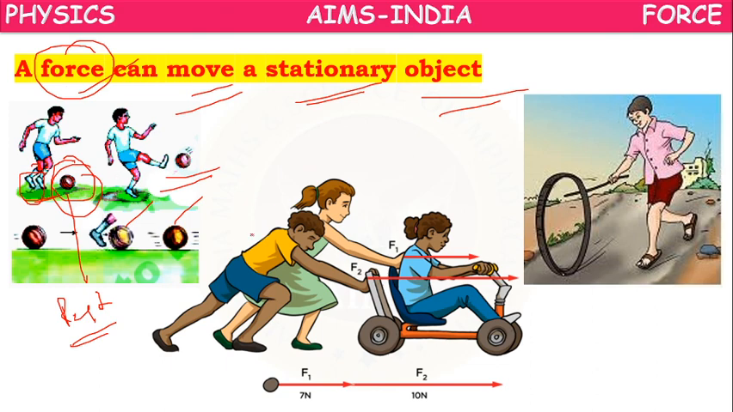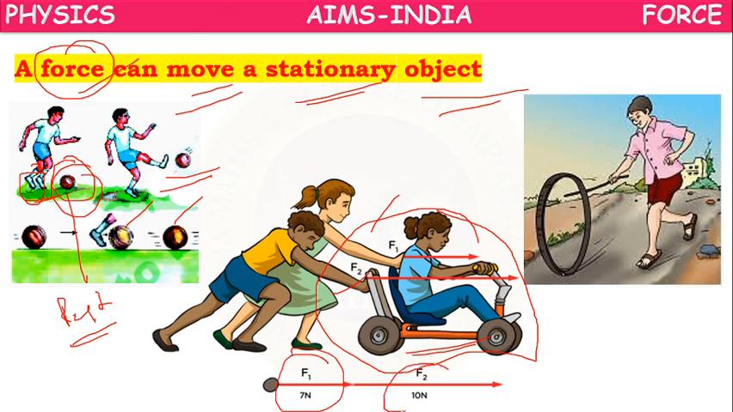Here two persons are trying to push another person who is sitting on a tricycle. The force of the girl is F1, the force of the boy is F2. With force F1 and F2, they are trying to move the other girl who is sitting on the tricycle. With what force will they move it? With 7 newtons plus 10 newtons, altogether with 17 newtons force, they will move the stationary object. Here the stationary object is the tricycle, or the girl sitting on the tricycle.